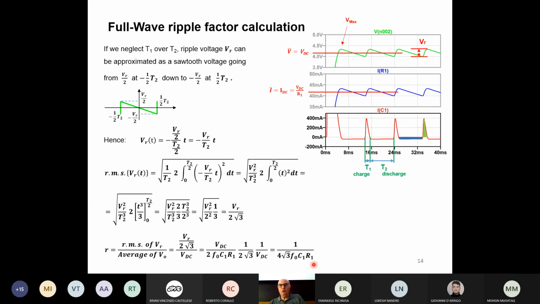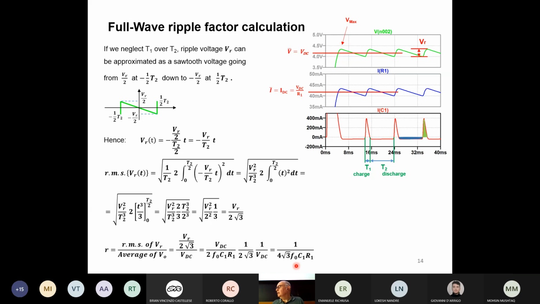Again, what we see in this formula is more or less similar to the previous one. The ripple factor, or more in general the ripple, is an inverse function of frequency, capacitance, and load. So, if we want to reach a particular ripple factor, for instance, we realize that in our equipment the ripple factor is too high, there are many ways that we can reduce it. One is to change the frequency. Can we do that? It depends.